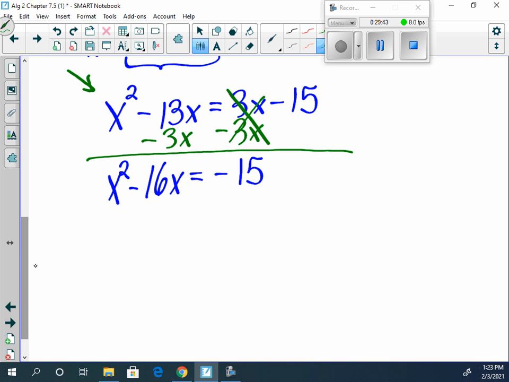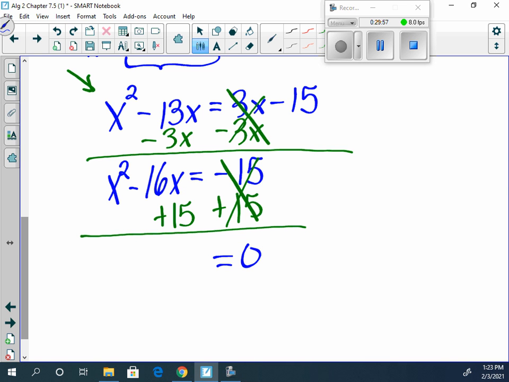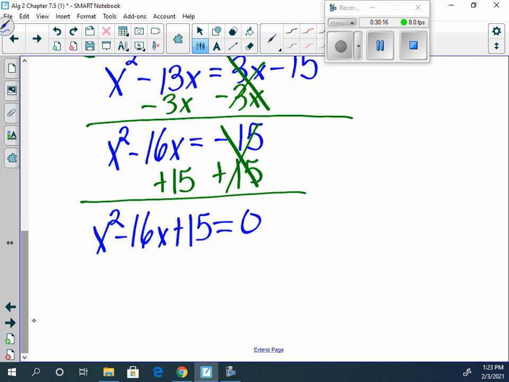Okay. Well, what we need to do next is, again, we need this equal to 0. So this time we're going to add 15 to both sides, because negative 15 plus 15 will simplify to 0. And on the other side, we're going to get x squared minus 16x plus 15. We have this quadratic here. Now at this point here, we can use the quadratic formula or we can factor it. Either way works. Which way do y'all want to use?